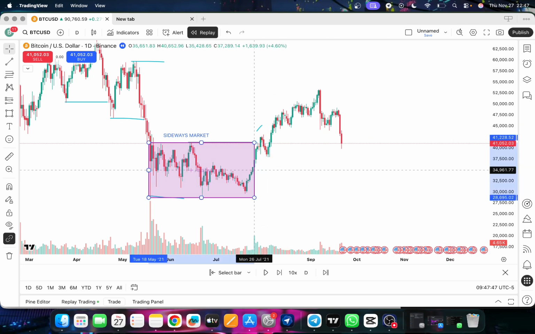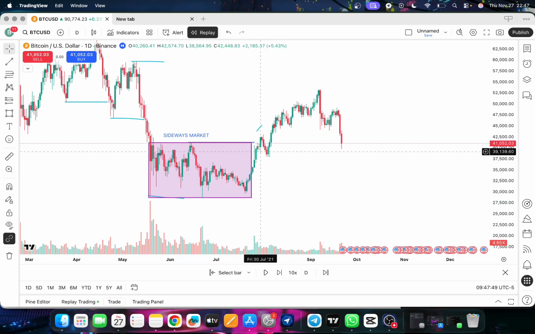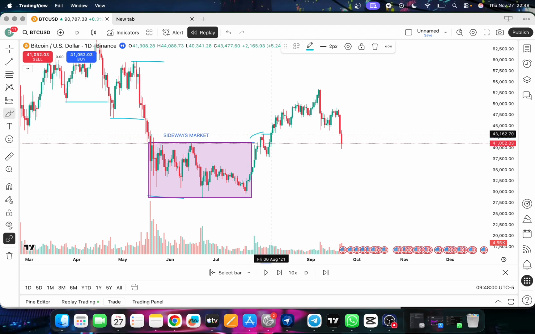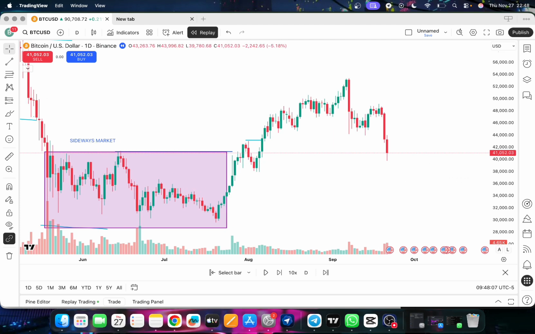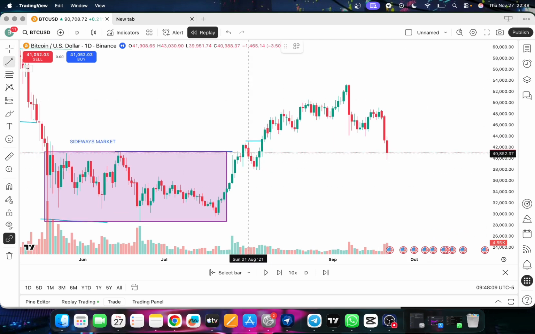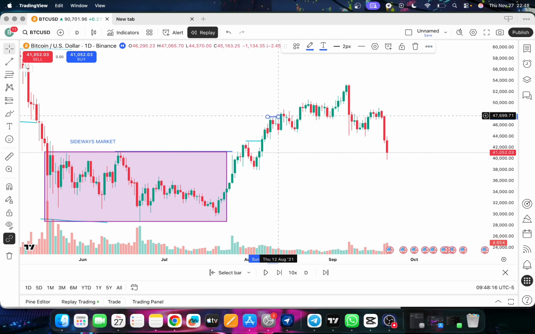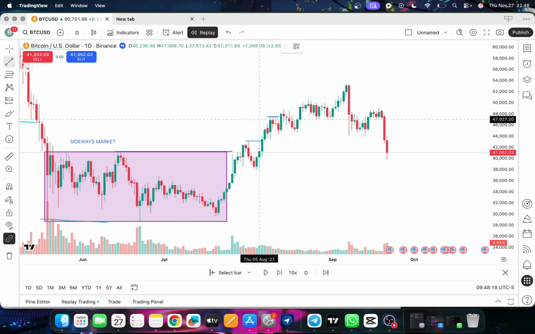Price makes a higher high here, which isn't confirmed yet, and then it confirms it with the second one. I'm going to zoom in here. It makes a higher high there, then another higher high there, and then another high. Can you see how it's starting to trend upwards, guys?